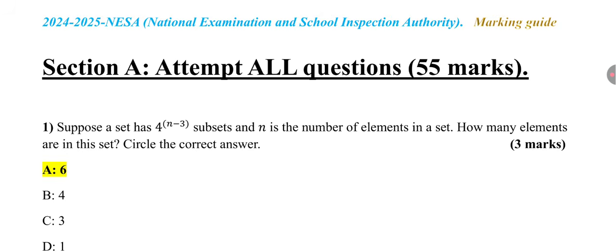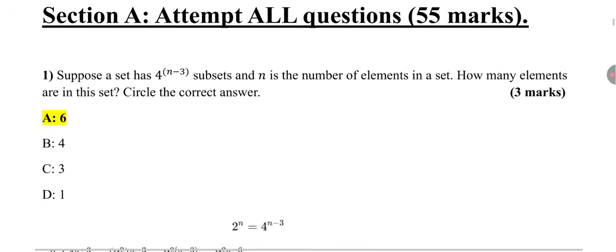Question one was talking about, suppose a set has 4 power n minus 3 subsets, and n is the number of elements in the set. How many elements are in this set? Circle the correct answer. As you see in yellow, the correct answer is A, which is 6.